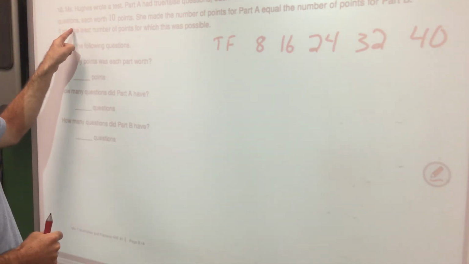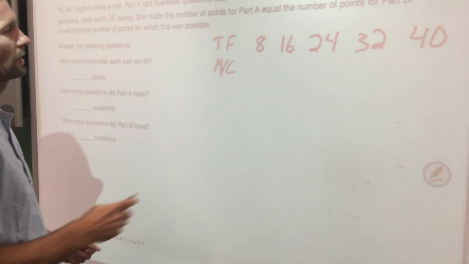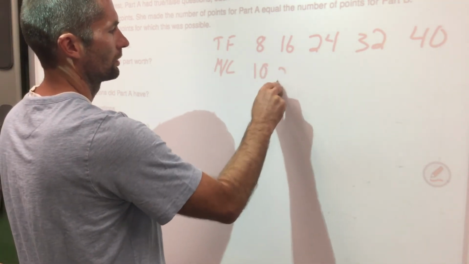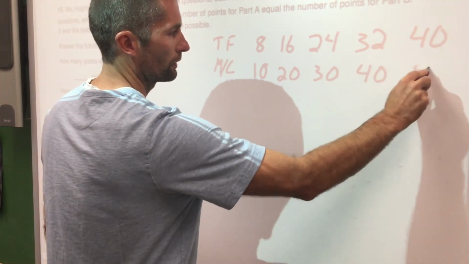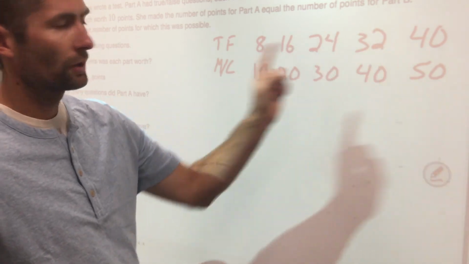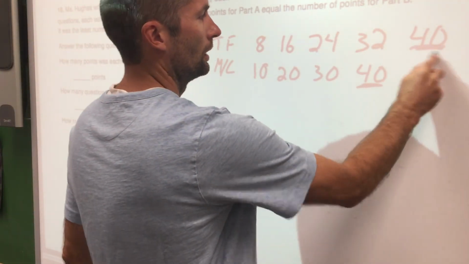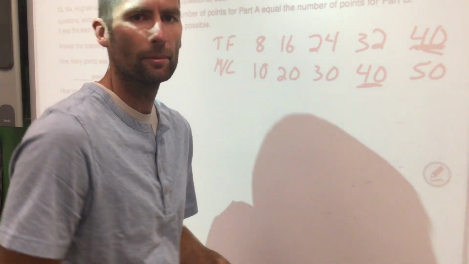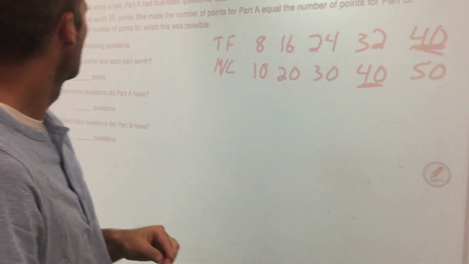Okay, part B had multiple choice, MC, worth 10 points each. So 10, 20, 30, 40, 50, and we could keep going on. Okay, looking at both lists, you should see they both have a 40 in common. And that's the least common multiple. We could keep going, we'd find out 80, 120.